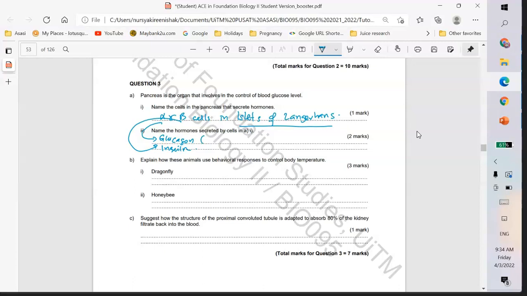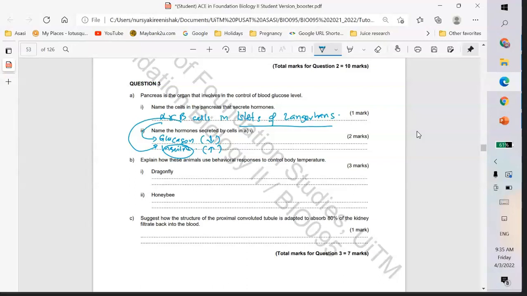So for insulin, it is secreted when blood glucose level increases, for example after you eat rice or a piece of bread or cake, that is carbohydrate. So in your blood there will be a high concentration of glucose. By secreting insulin, the excess glucose in the blood will be reduced, as the insulin instructs the muscle cells to take up the glucose.